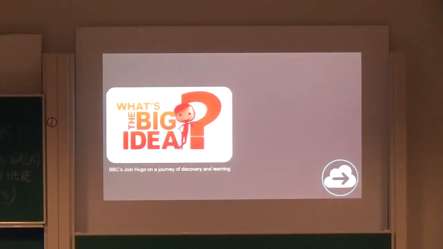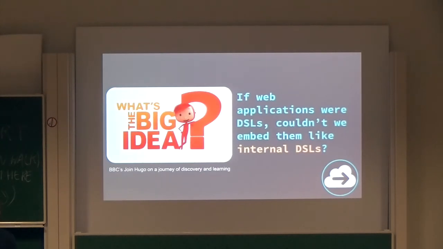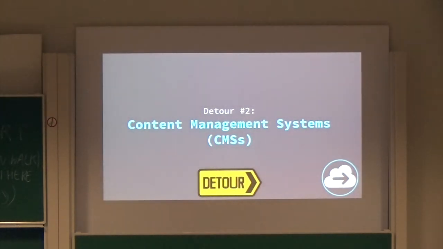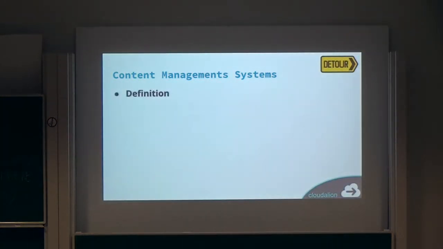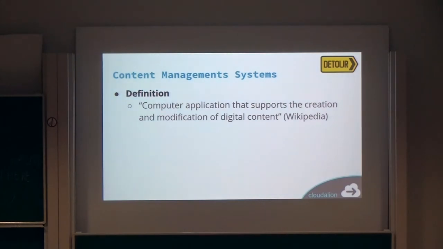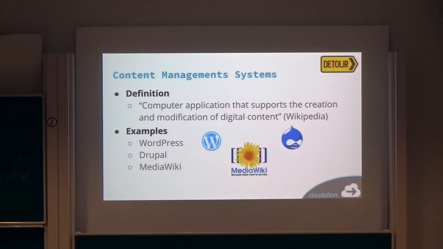So the question is, what's the big idea? If we agree that web applications are domain-specific languages, and we've seen that domain-specific languages can be created using DSL embedding in a way that creates the separation of code assets that we want, can we do the same thing for web applications? And the answer is yes, and it is already being done today in content management systems. So what are content management systems? These are computer applications that support the creation and modification of digital content. Examples include WordPress, Drupal, and MediaWiki, which is the software behind Wikipedia.